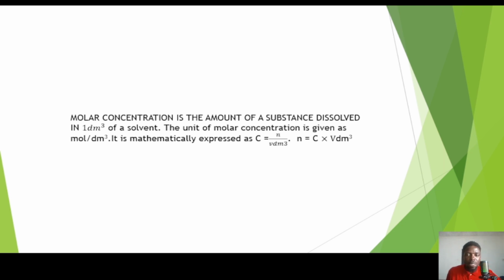Now, mathematically, molar concentration is expressed as C equals n over V in dm cube, where C is the molar concentration, n is the number of moles, and V is the volume in dm cube. If you rearrange that, you are going to have n equals C times V in dm cube.